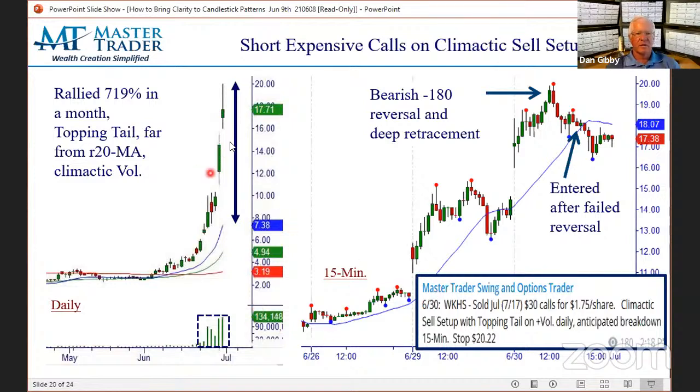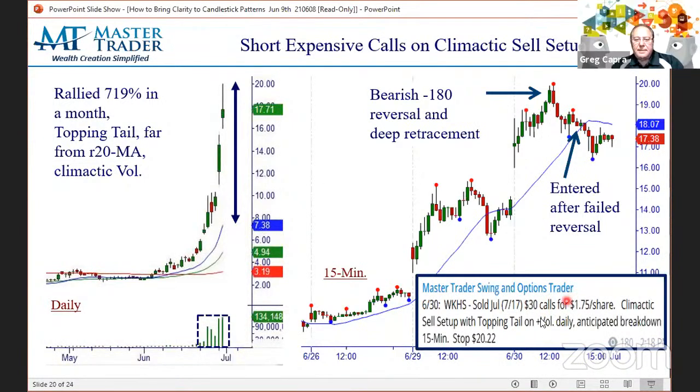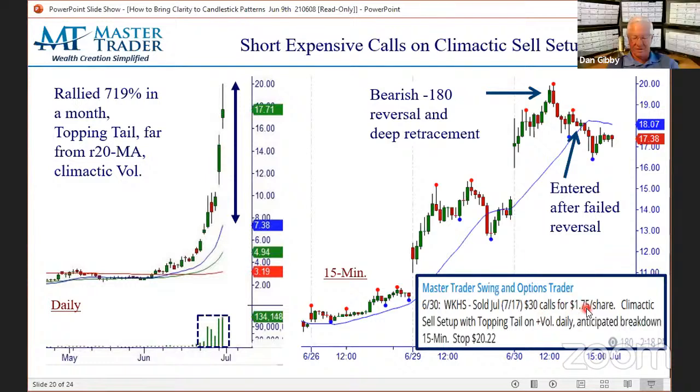Just another example here, when this thing rallied over 700%. It's on my watch list every day. It had a 180 reversal here. We had a failed buy setup. That's where we entered this thing, where we sold out of the money. And so this one, Craig, it was when Workhorse was like 20 bucks. We sold $10 higher for $1.75. That's when these things have crazy premium.